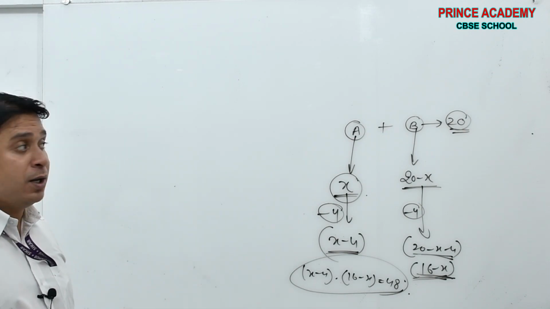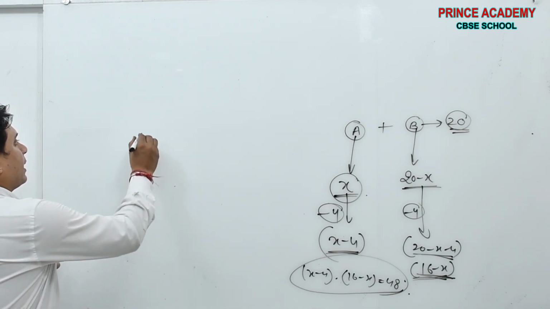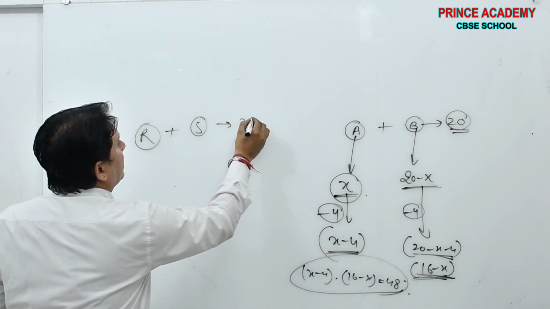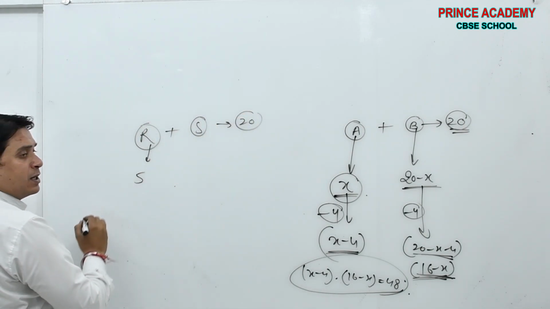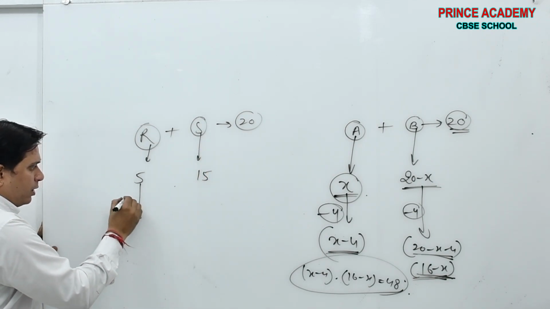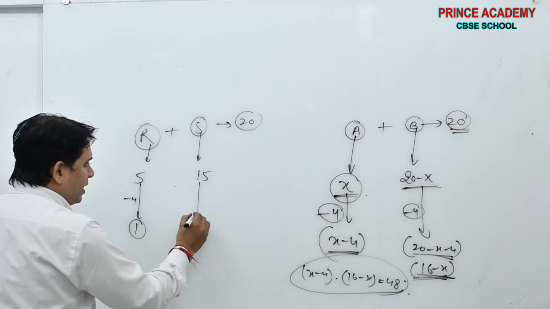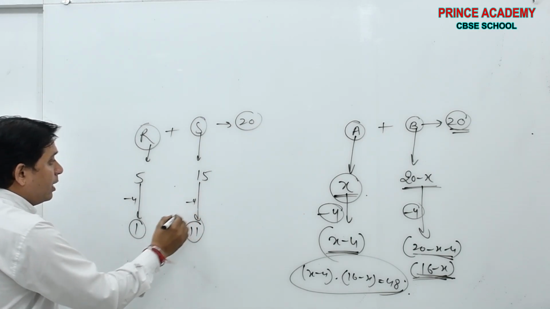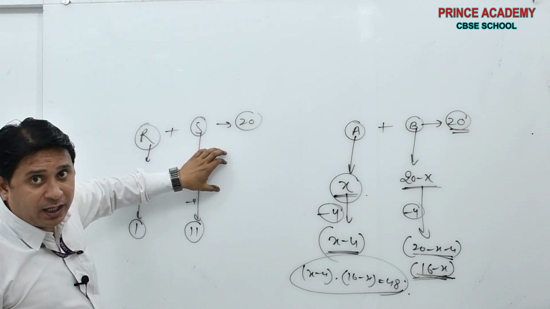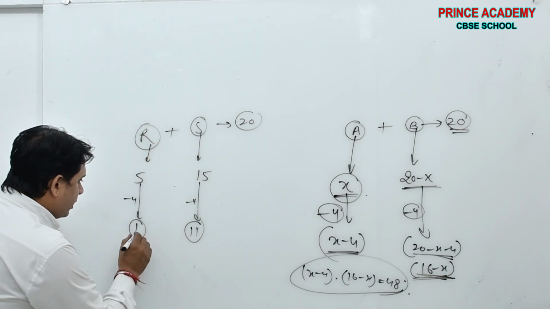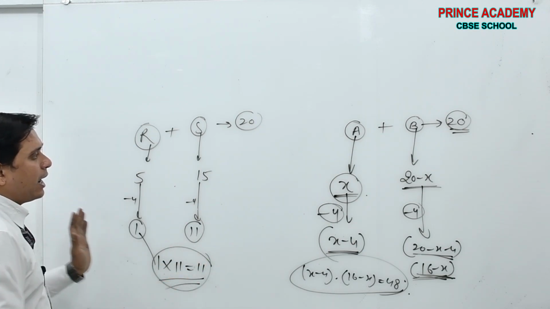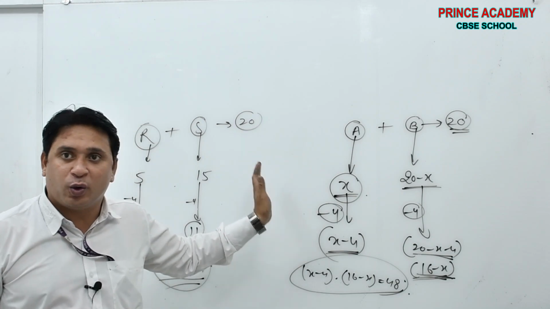This is the condition. See beta, suppose Ram and Shyam are two friends. Their age sum is 20. Suppose one is 5 years and the other is 15 years. 4 years ago one was 1 and the other was 11. What does it mean? At present their ages are 5 and 15. 4 years ago the product of their ages was 11. This is the condition. Try to relate.